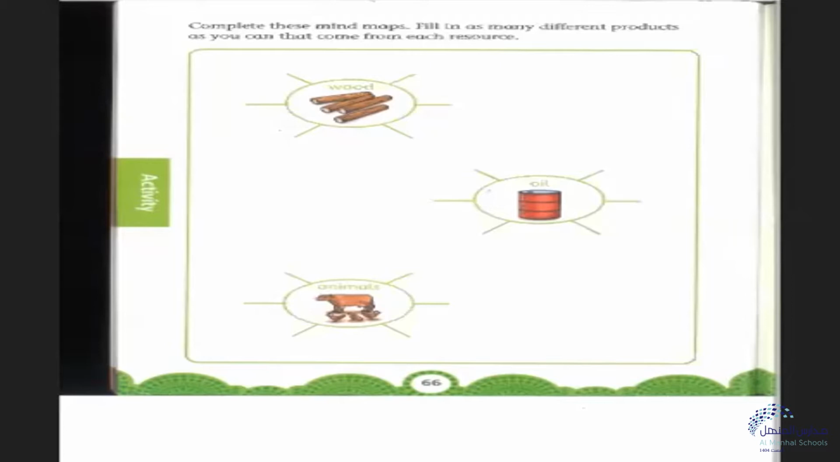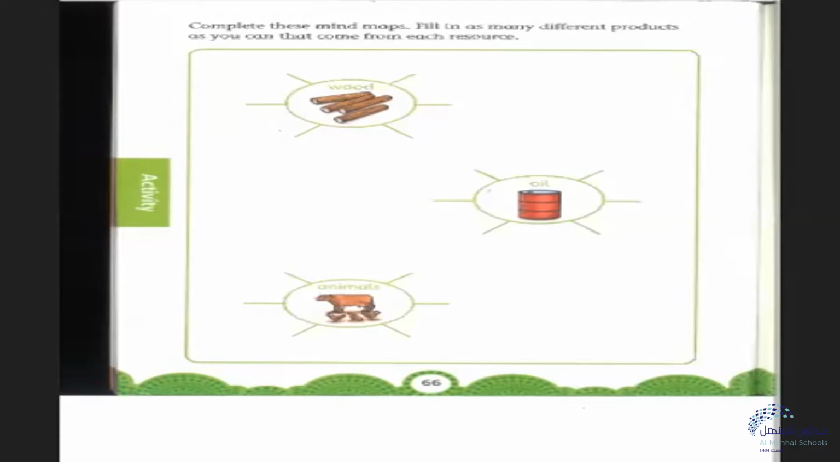Then you can also see the window frames, the door is wooden, so that wooden frame windows and the wooden door that is made, it comes from the tree. Okay, so that's in natural resources. That's page 65. Now we go to page 66.